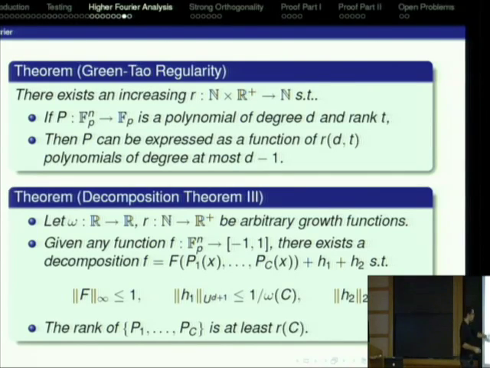And how can we prove this theorem using this regularity theorem of Green and Tao? We obtain this decomposition theorem from decomposition theorem 2. If you find some linear combination of polynomials that has low rank, you start replacing them by lower degree polynomials. And after a while, either all of them will be polynomials of degree 1, which are just characters, or we stop because we reach some point where the rank is high.